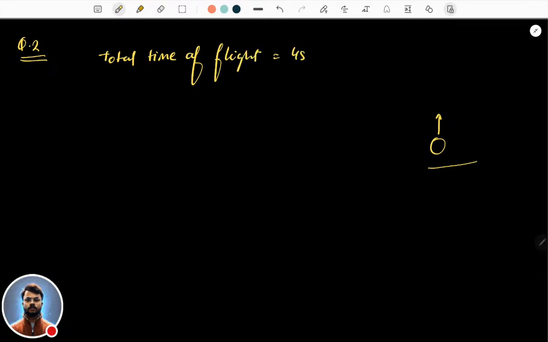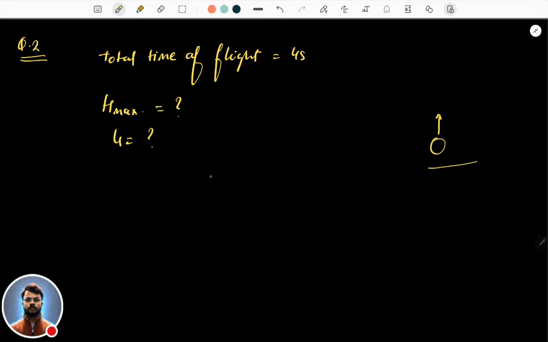All right, now it's asking how high did it go and with what velocity was it thrown. So it's asking for h max first. And it's asking for the initial velocity u, the velocity with which it was thrown. All right, so first we calculate the h max, and what we have is the total time of flight.